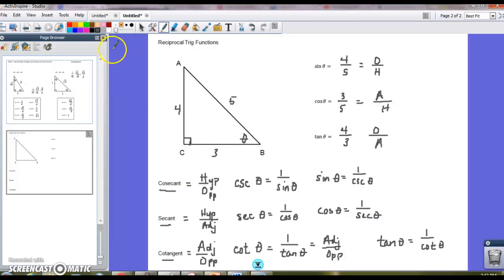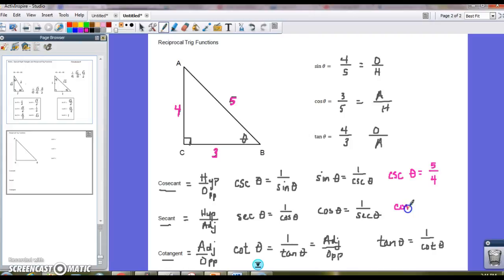So let's go back to our example problem here. We had 4, 3, and 5 as our sides. And we figured out what our sine, cosine, and tangent of theta were. But let's go back and do our cosecant of theta. So cosecant of theta, remember that just flips the sine. So if sine was 4 over 5, then the cosecant is just 5/4.